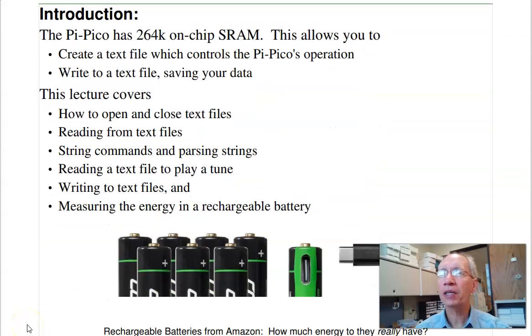Now, the Pi Pico has 264K of on-chip RAM. That allows you to create text files which control how the Pi Pico operates, and let you write to text files, saving your data. This lecture is going to cover how to open and close text files, how to read from text files, string commands and parsing, so you can pull out columns of data, reading your text file to play a tune, writing to text files, and measuring the energy in a rechargeable battery. So that's where we're heading.